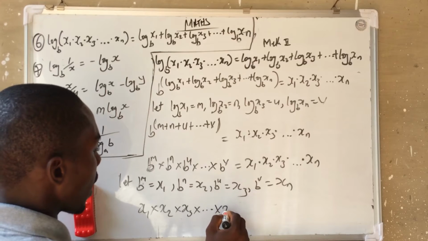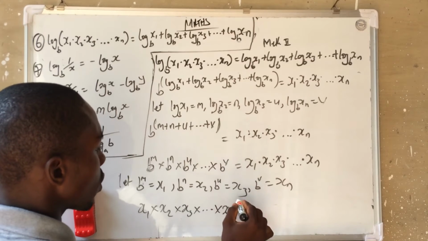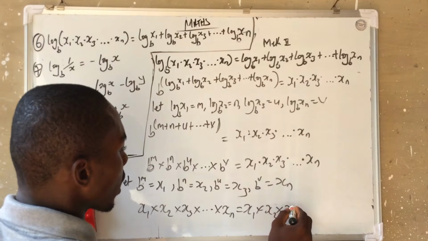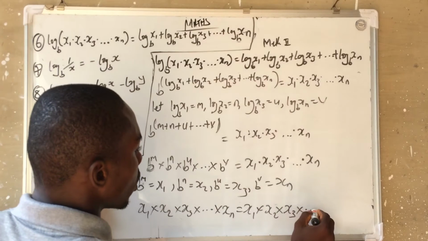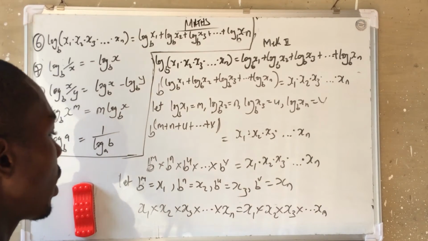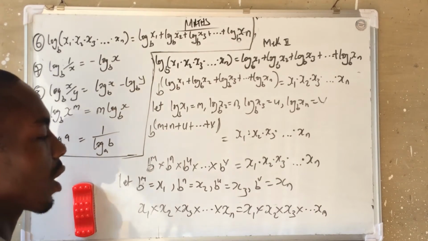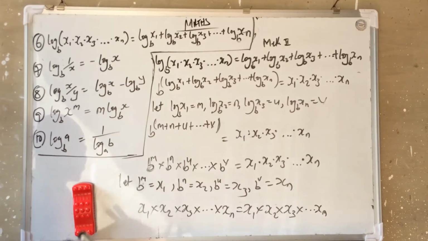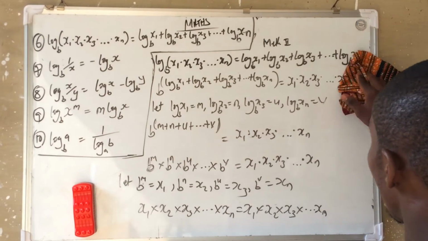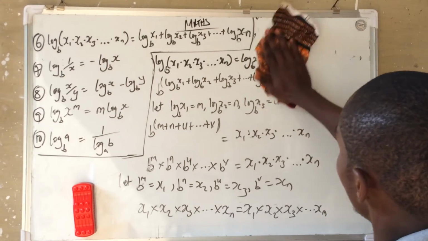multiplied by xn, which is b raised to the power v, equals what? x1 multiplied by x2 multiplied by x3 multiplied by xn. Now we have succeeded to show that the left hand side is equal to the right hand side and the right hand side is equal to the left hand side. So this is the method 2 I'm talking about, and there's not much to it.